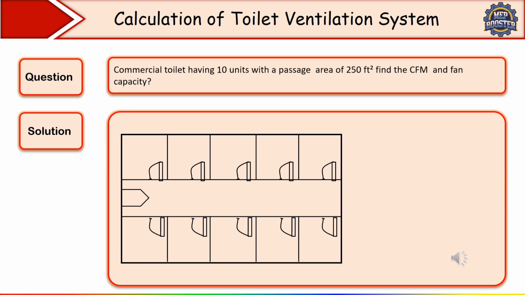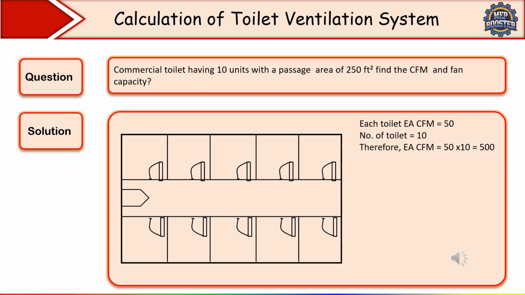So how to find out the exhaust air CFM? If you remember, I have told you that this is a commercial toilet. So for a commercial toilet, for each toilet how much air do we have to exhaust? 50 CFM to 70 CFM. Here I am assuming my fan is running continuously, so at that time we take 50 CFM for each toilet. So it is written here, each toilet exhaust air CFM is 50. Number of toilets is given as 10, so total exhaust air CFM is 50 into 10, 500 CFM we have to exhaust.